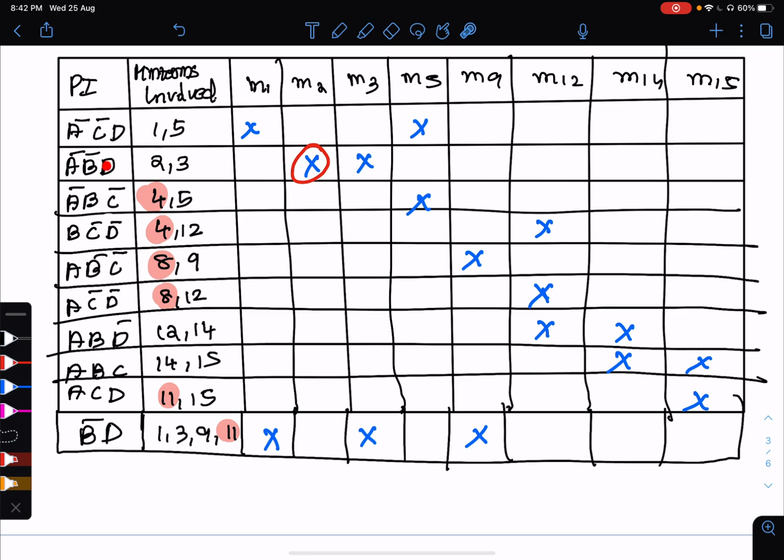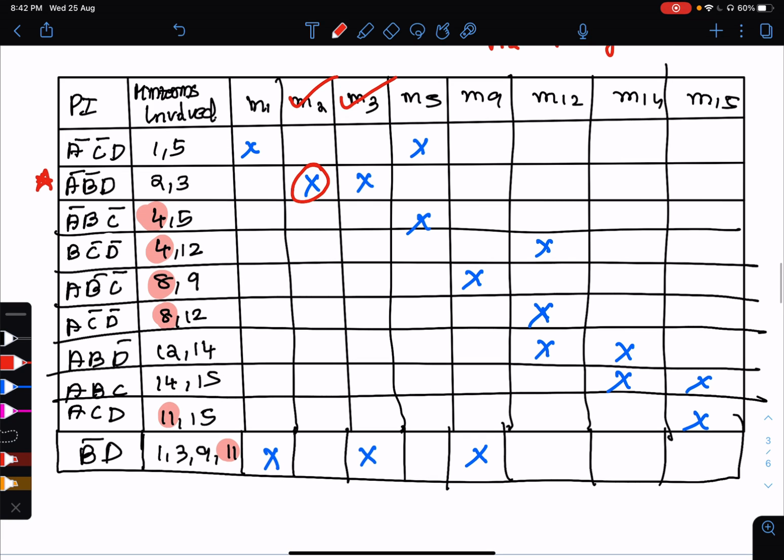The corresponding row is already a prime implicant. If there is a round, we call it an essential prime implicant. That essential prime implicant covers minterms 2 and 3. So please tick 2 and 3, already covered. Then you can see that M1 is not covered, M5, M9, M12, M14, M15, these are all not covered.